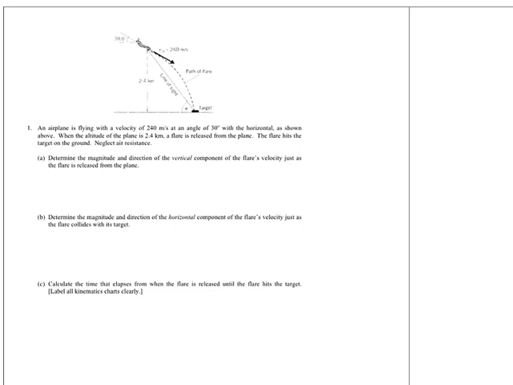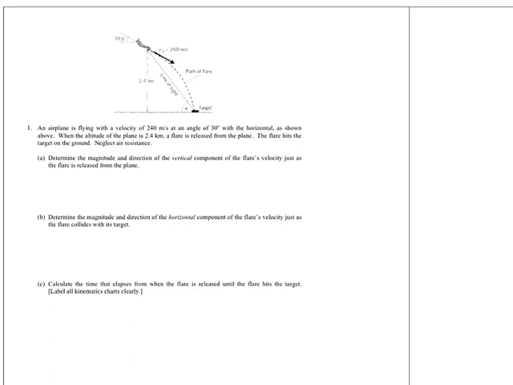In this problem, we have an airplane flying with a velocity of 240 meters per second at an angle of 30 degrees with the horizontal. When the altitude of the plane is 2.4 kilometers, a flare is released, and the flare hits the target on the ground.